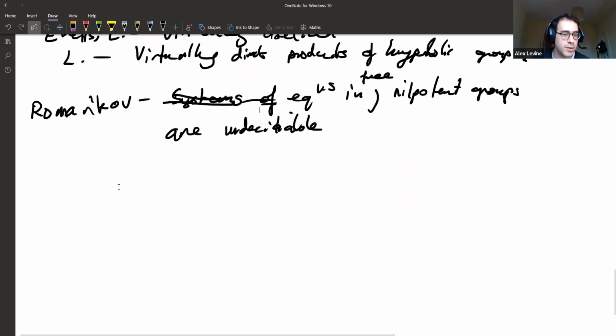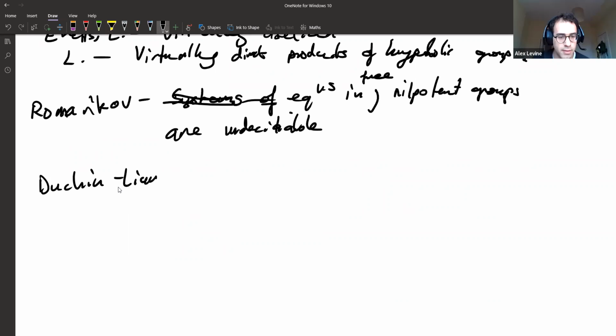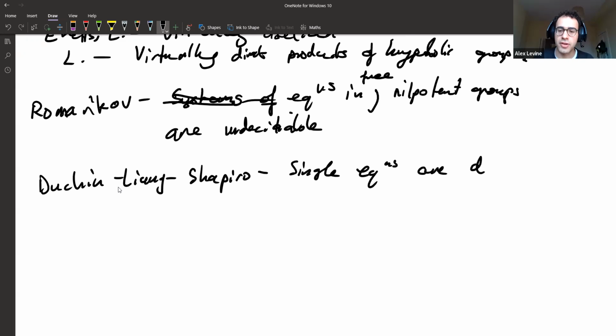However, Duchin, Liang, and Shapiro did show recently, well, in 2014, so not that recently, I suppose now. And Shapiro, not Liang. They showed that single equations in the Heisenberg group are decidable. So although they're undecidable in general for free nilpotent groups, for the Heisenberg group, it is an exceptional case and it does work. They in fact showed it's true for class 2 nilpotent groups with a virtually cyclic commutator subgroup. But the key point is in the Heisenberg group. And I'll use H of Z to denote the Heisenberg group. Okay, so single equations are decidable.